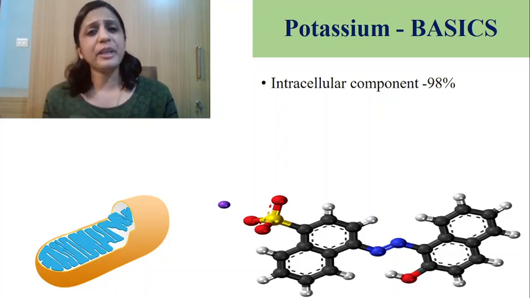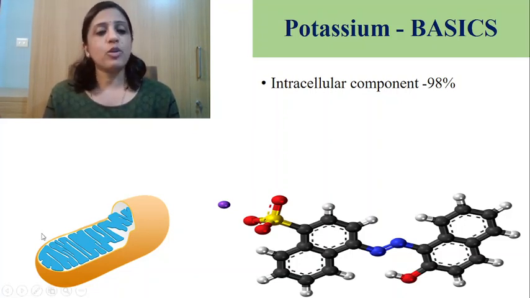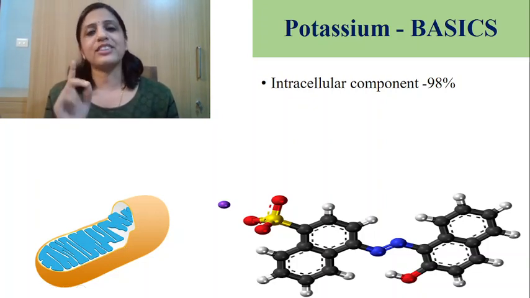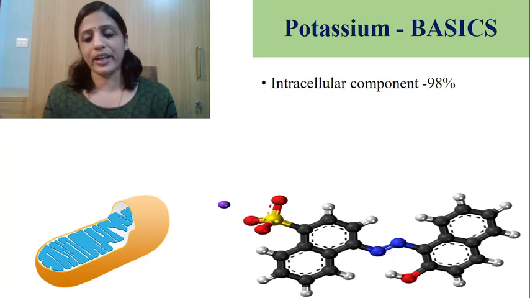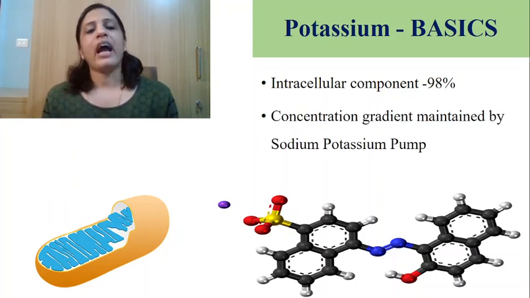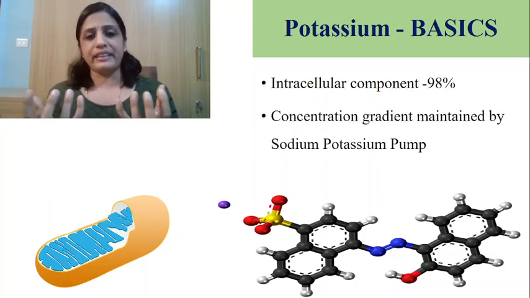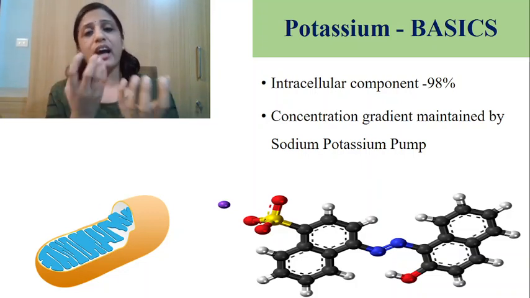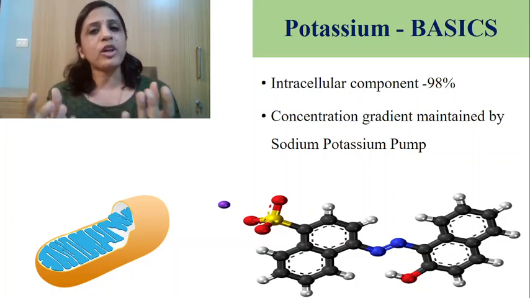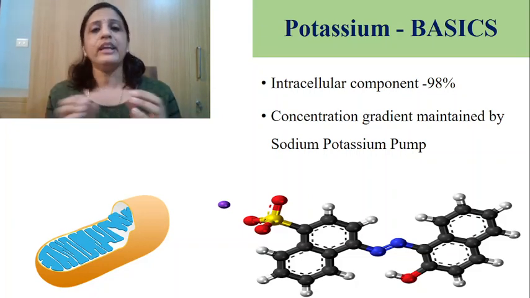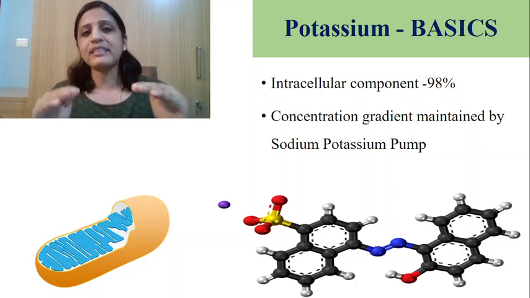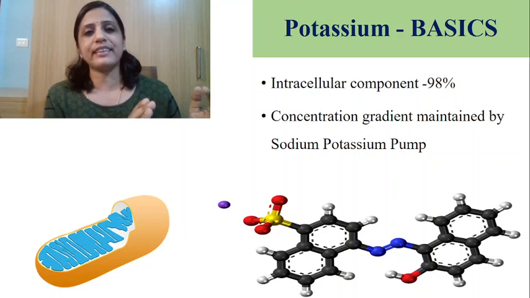So around 98 percent of the potassium is within the cell. It is an intracellular component. Only 2 percent is present outside the cell. And how is this maintained? How is it that potassium is kept inside and sodium is kept outside? There is a pump called the sodium potassium pump. So when the gradient is in balance, potassium remains inside the cell and sodium remains outside the cell.